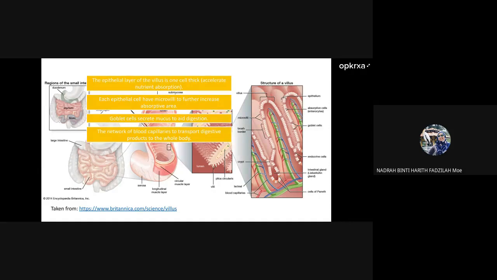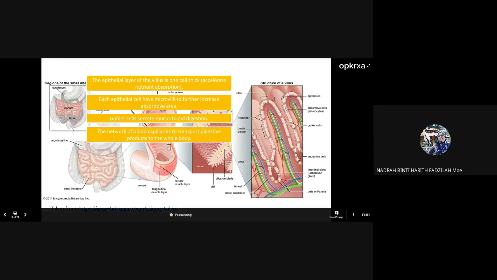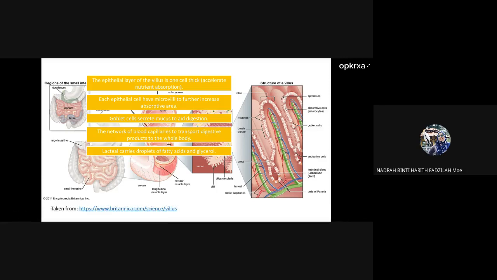If the digested food can dissolve in water, it will diffuse into the epithelium layer straight towards the network of blood capillaries. Kalau substance tu can dissolve in lipid, kalau dia larut lemak, the substances like fatty acid, glycerol, vitamin A, D, K diffuse through the epithelial layer straight to the lacteal. Dia tak masuk blood capillary lah sebab dia larut lemak.